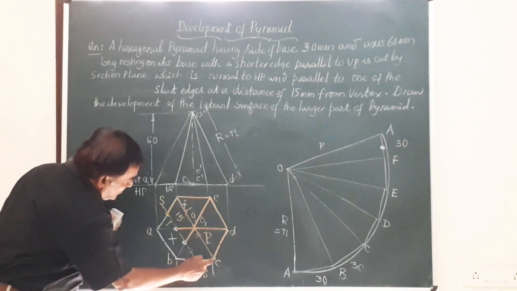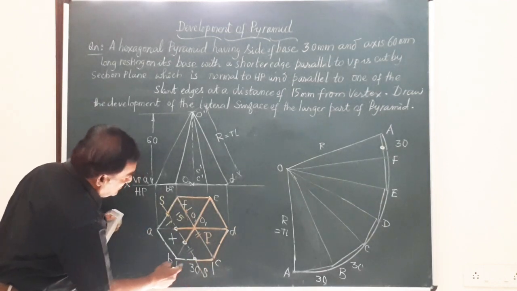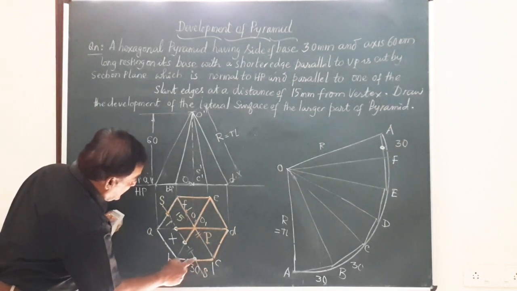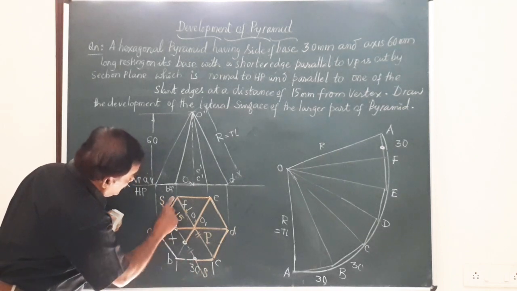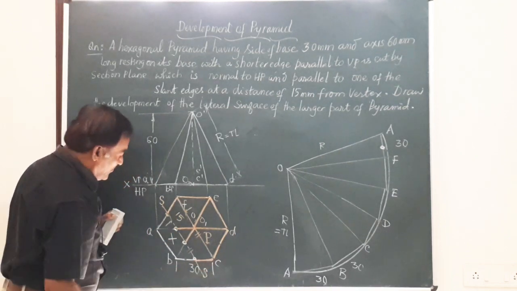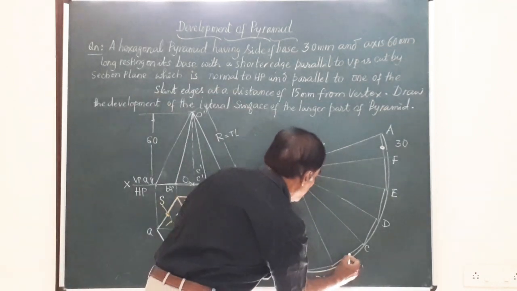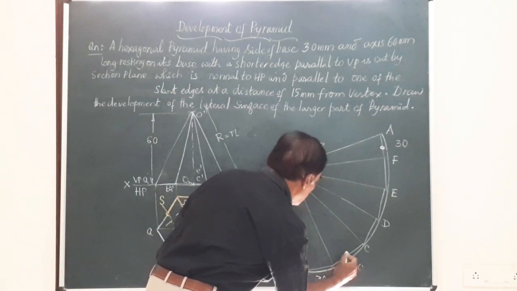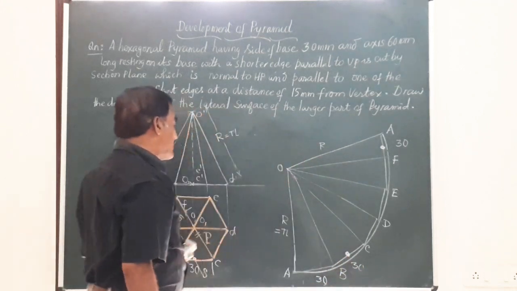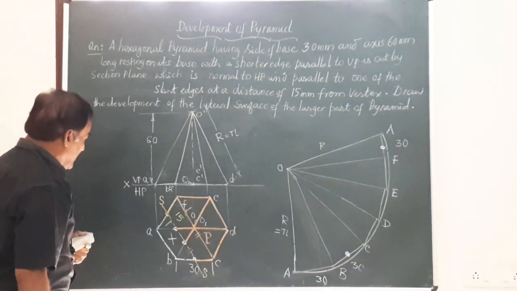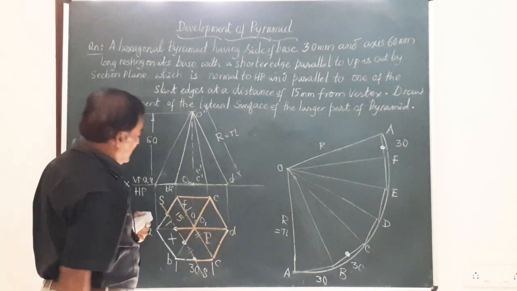Next, when you come to the shorter edge, that is BC, it is cut here. I am very sure these two distances will be same. From C on CB, yeah, this is the point where BC of the base edge is cut by the section plane. So friends, we have the 2 points for that.